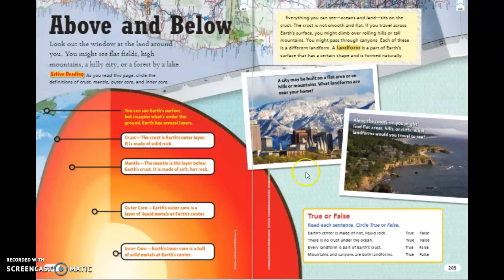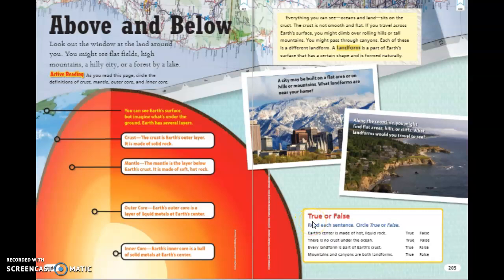Now we're going to look at this first picture. It says, a city may be built on a flat area or on hills or mountains. What landforms are near your home? The second picture says, along the coastline, you might find flat areas, hills, or cliffs. What landforms would you travel to see?